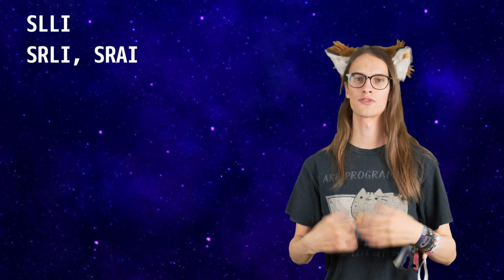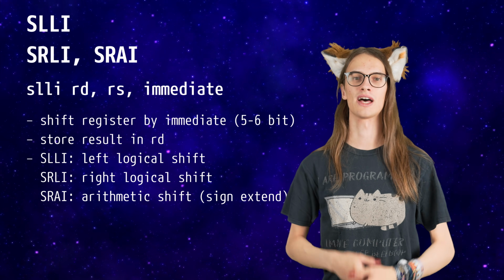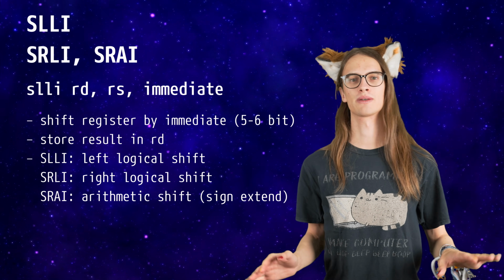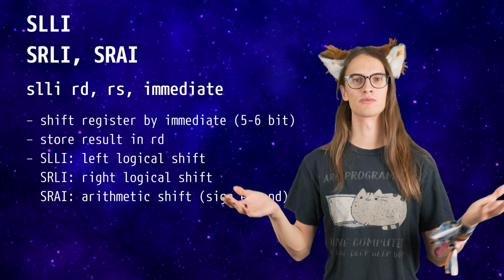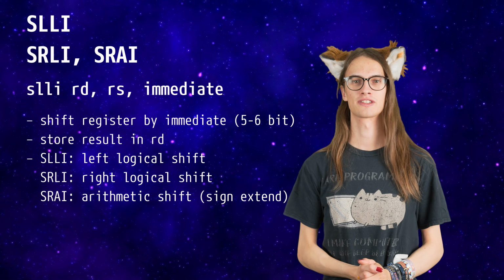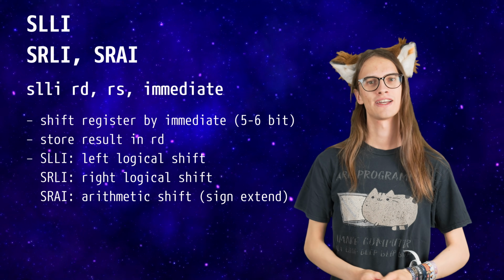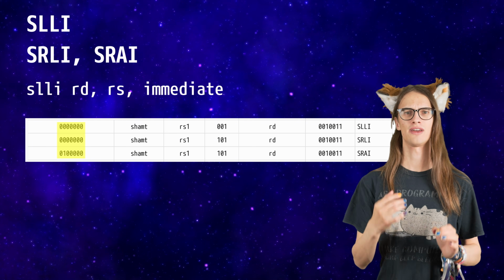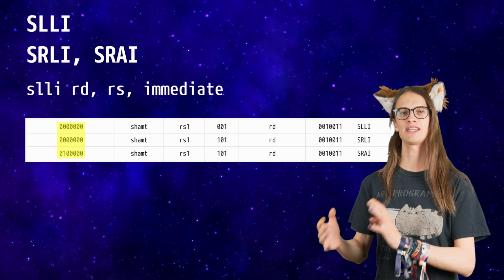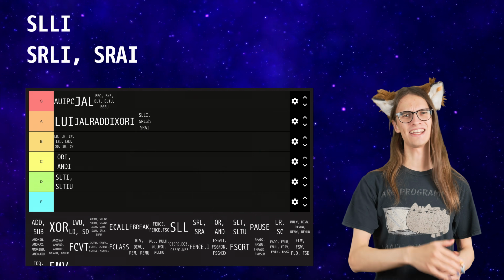Last of the immediate instructions, shifts. Of course, they're pretty darn useful. I would estimate that most shift amounts are constant and 12 bits is more than enough for the 6 bits we need for even a 64-bit shift. What's also quite neat is that some of the extra 6 bits of available space is used to differentiate between logical and arithmetic right shift. Solid A tier.